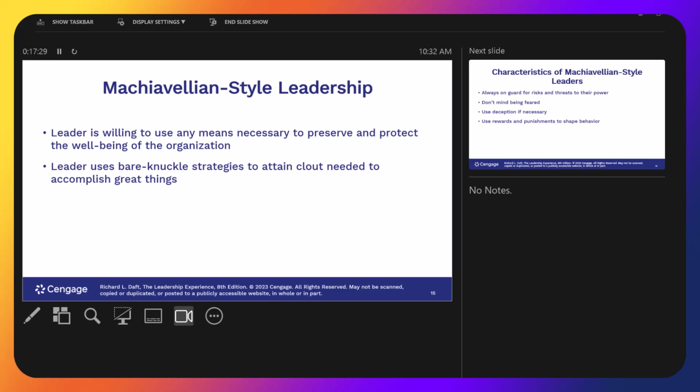Machiavellian style leadership. The leader is willing to use any means necessary to preserve and protect the well-being of the organization. The leader uses bare knuckle strategies to attain the clout needed to accomplish great things. When you see this, a lot of times you think of a leader who's heavy-handed in their approach, willing to do whatever it takes. A lot of times they may not consider the people working with them, or egos, or how they treat people. They have a goal in mind and they're going to accomplish it.